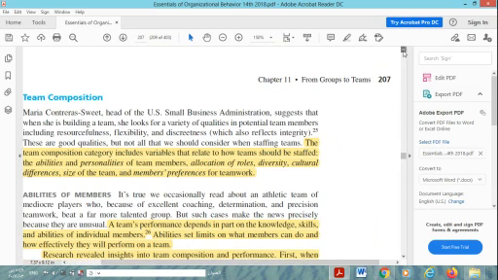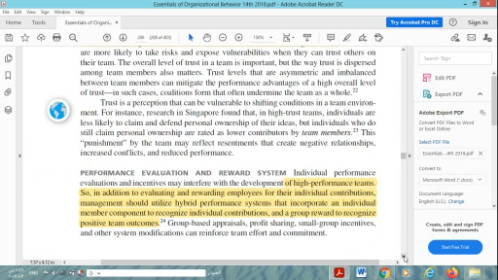أما بالنسبة لي last subcategories related to the context, the performance evaluation and reward system. Individual performance evaluation and incentives may interfere with the development of high performance team. So, in addition to evaluating and rewarding employees for their individual contributions, management should utilize hybrid performance system that incorporates an individual member component to recognize individual contribution and group reward to recognize positive team outcomes.